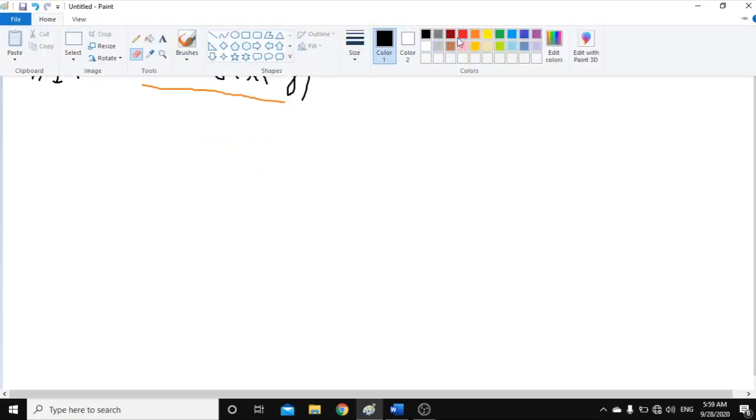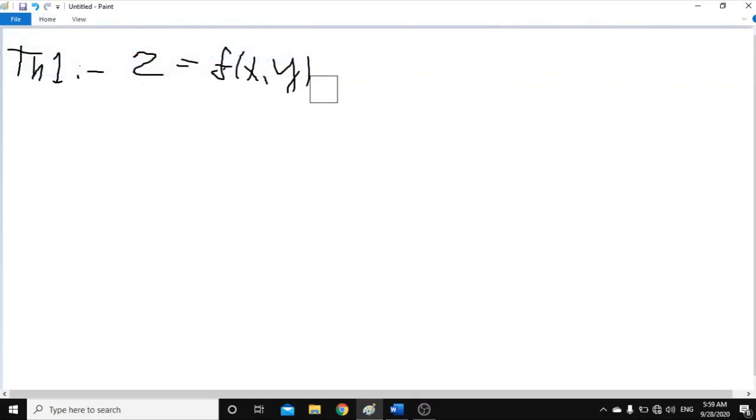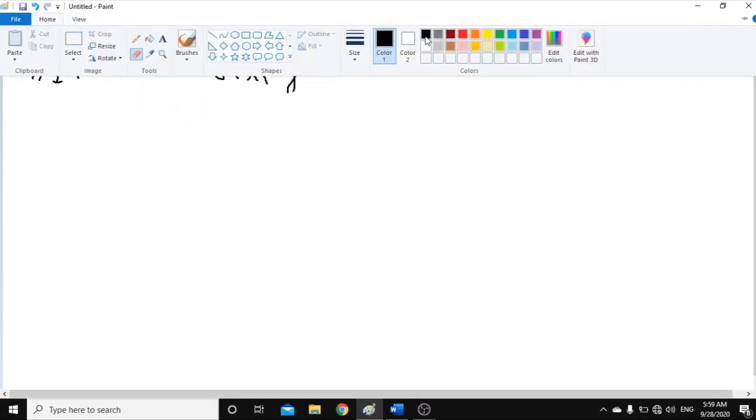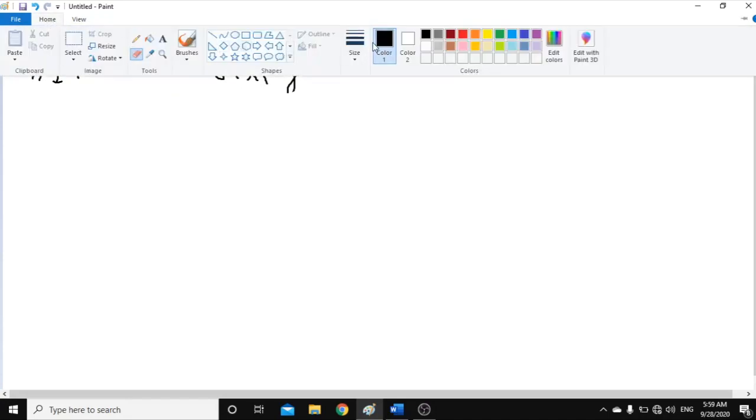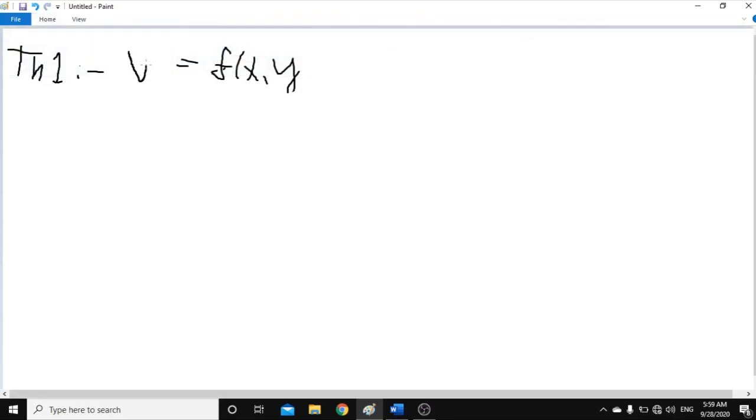Let's make some space here. Let's change this name from z to, for example, w or anything. It's not always z; it can be changed.